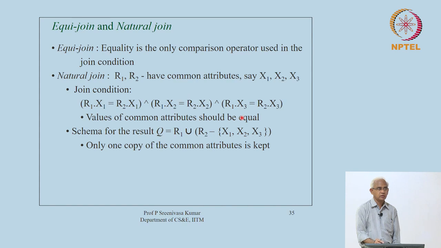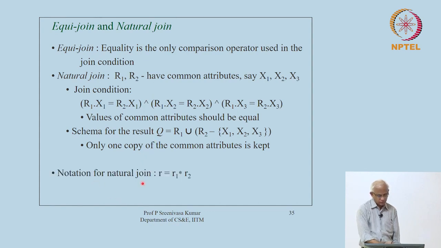In the result of the join, the value of x1 from R1 and the value of x1 from R2 in the tuple will be the same, because we are imposing that condition here.